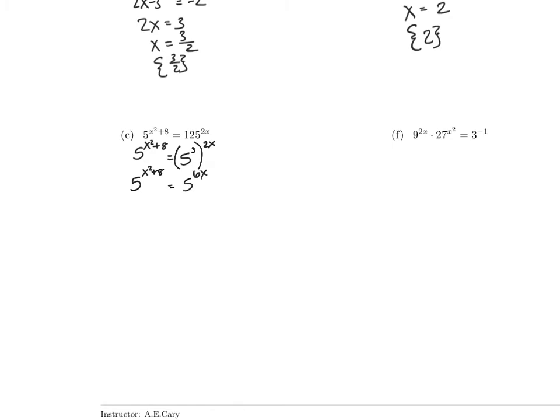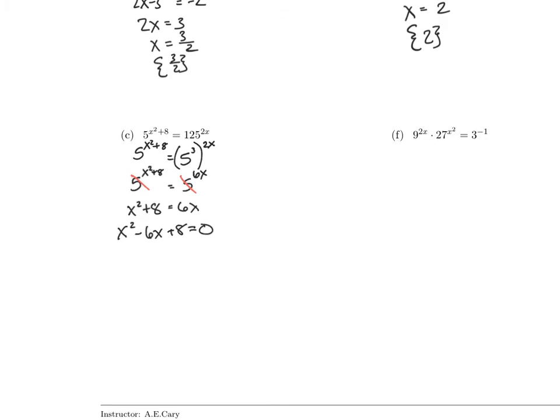And now we're like, oh yes, our bases are the same. We can cancel those out. And we're left with x squared plus 8 is equal to 6x. So I look at this and I go, okay, something with an x squared, something with an x, and something with a constant, I'm probably going to have to factor. So I'm going to subtract 6x on both sides, get x squared minus 6x plus 8 is equal to 0.